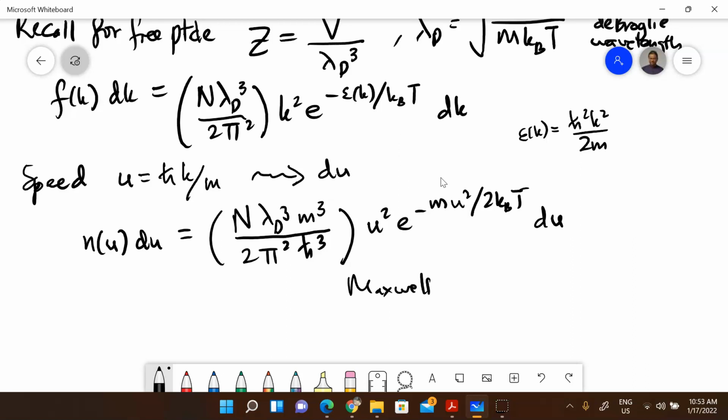Okay, so this is what Boltzmann re-derived, the original derivations made by Boltzmann. So we call it the Boltzmann distribution of molecular speeds.